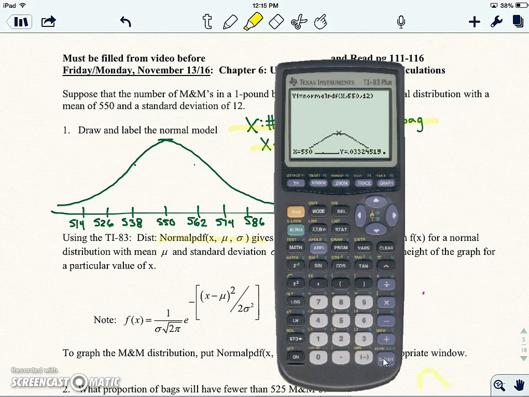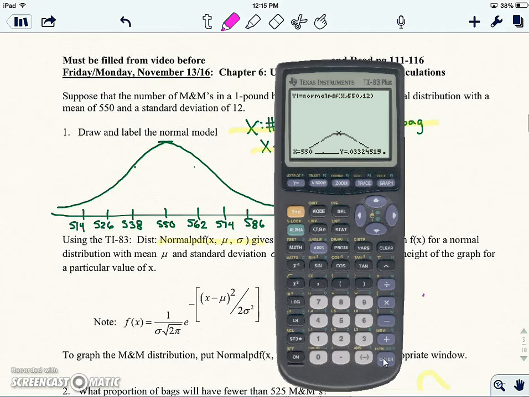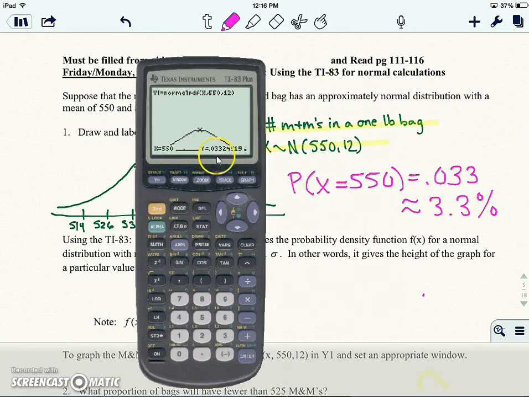So that 0.033 means the probability of getting a bag of M&Ms, you randomly grab a bag and actually have the mean, which is 550, is about 3.3%. If this was continuous data, so measuring stuff, that probability would be 0. Even if you put it in the calculator, it'll give you percent. It's actually 0. So we don't use this a lot.